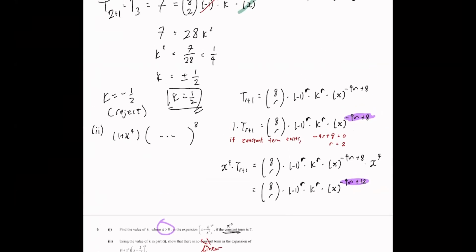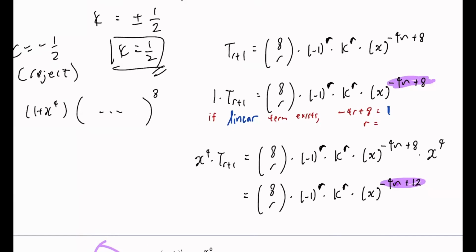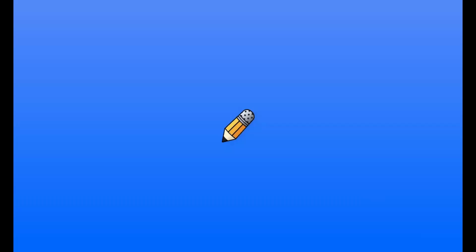Then here it should be: if a linear term exists, what will we expect? We'll expect the power here to equal 1. If we try to solve for r, I think we will get 7 over 4, right? Yes? Which is not an integer. Our r must always be an integer, a whole number. If you remember, I talked about it briefly.